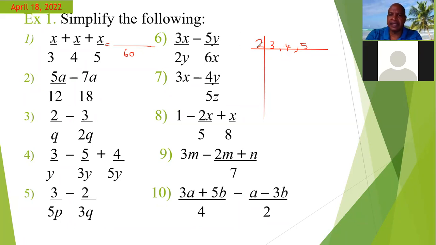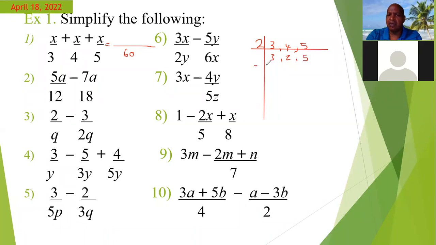Whatever cannot be divided exactly by that prime number, you bring it down. So we say 2 into 3 cannot divide exactly, so we bring down this 3. 2 into 4 can be divided, so we divide 4 by 2, we get what? 2. So we bring down 2. And then 5 divided by 2, we can't, so we bring down the 5.